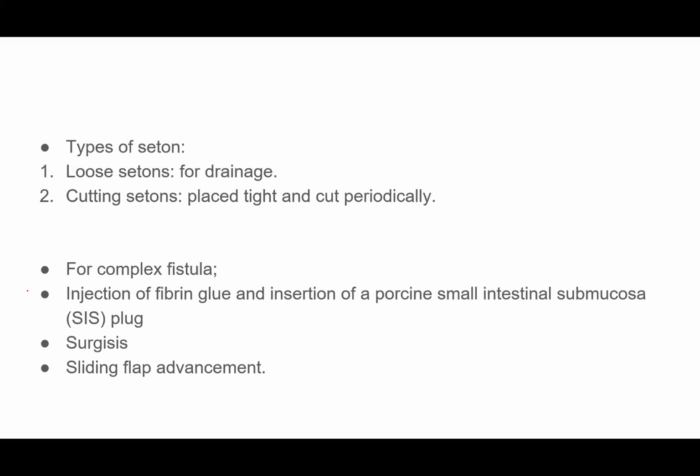So, as earlier mentioned, types of seton could be a loose seton, which is loosely tied for drainage, and then it could be a cutting seton, which is placed tightly, and the patient comes in periodically for it to be cut and then firmly attached. Then for complex fistulas, there could be injection of fibrin glue or insertion of a porcine small intestinal submucosal plug. Then we could use surgisis or a sliding flap advancement for complex fistula.